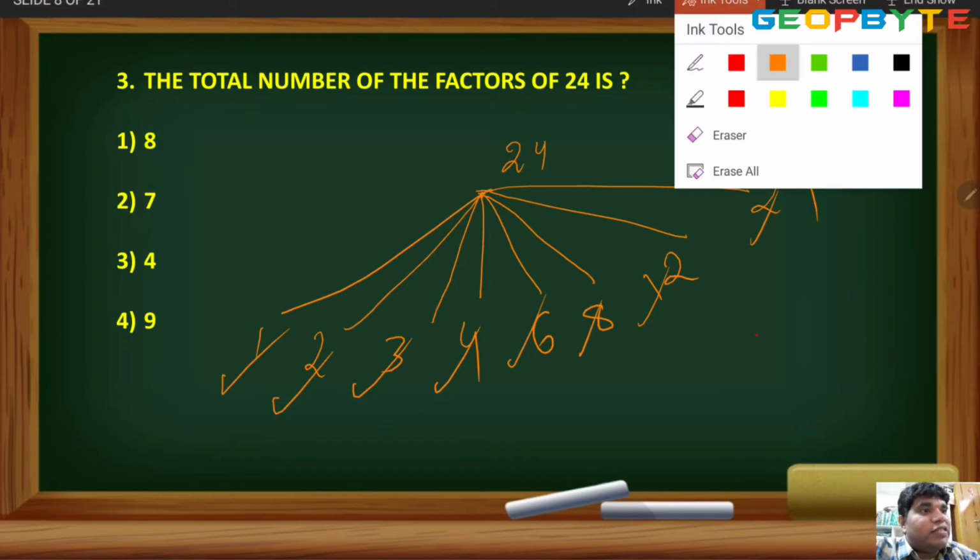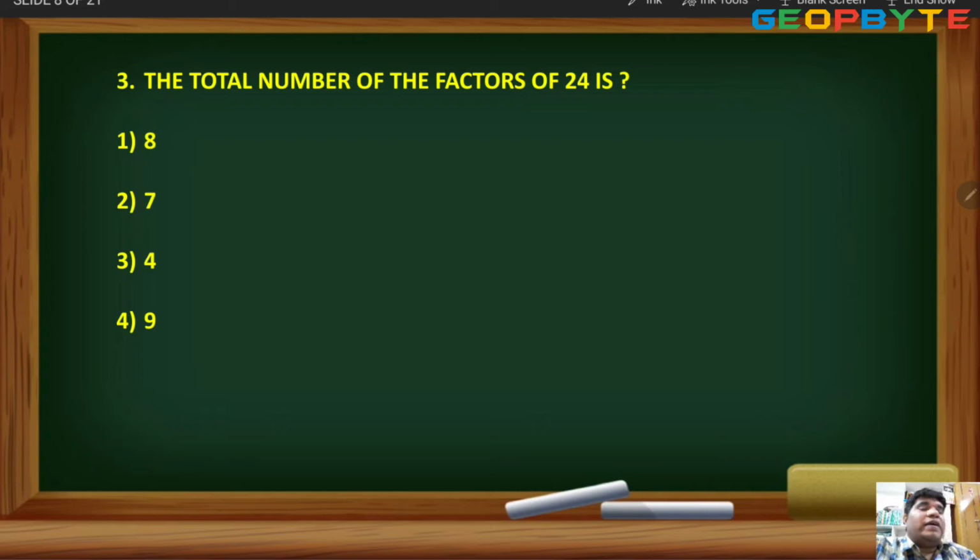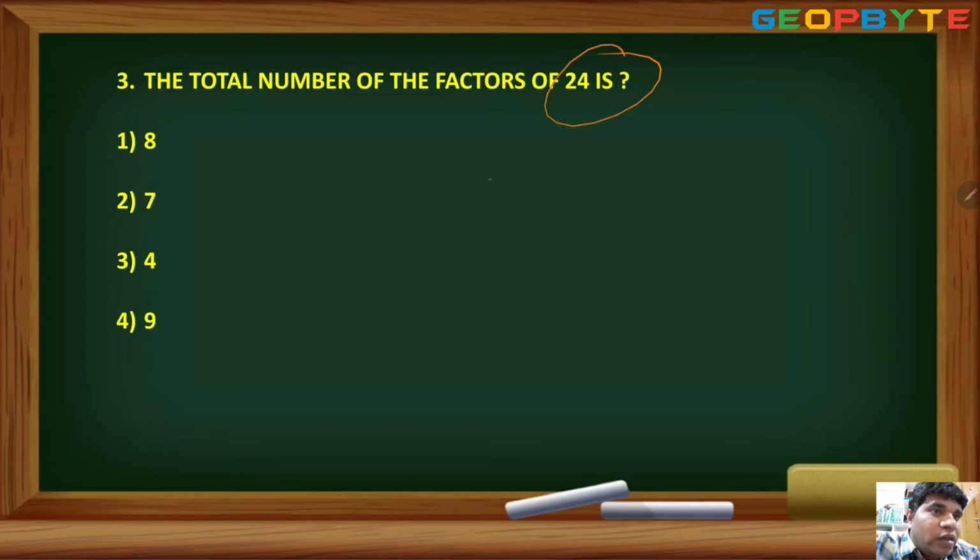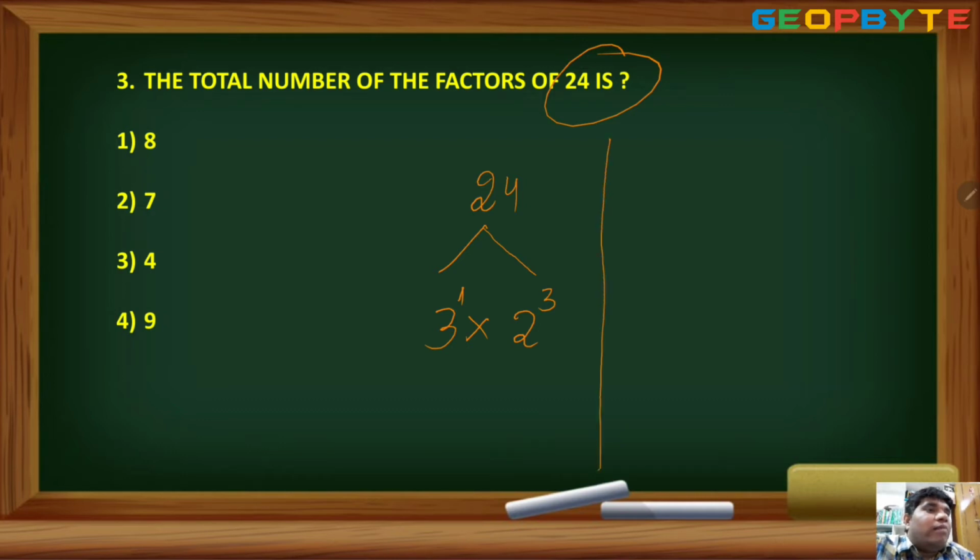But in the examination, time is taken. That's why, first of all, this 24 is written as a product of the prime numbers, the prime factors. So 3 into 8. 8 is not a prime number, you know already. So 2 cube, you can write like this. Here 3 to the power 1, okay? Then the number of factors, the logic.